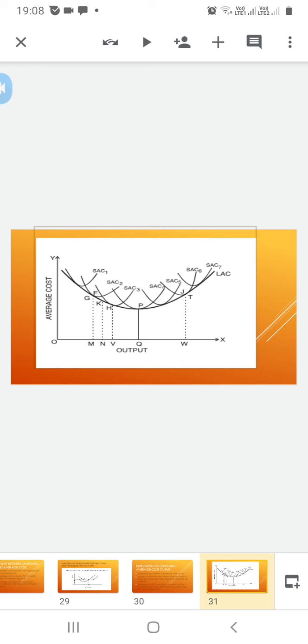In the traditional theory of the firm, the LAC curve is U-shaped and it is often called the envelope curve, LAC, because it envelopes the SRC curves.